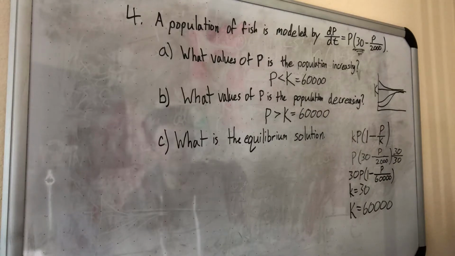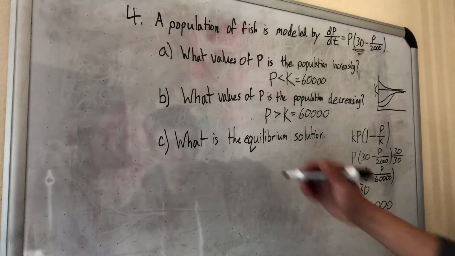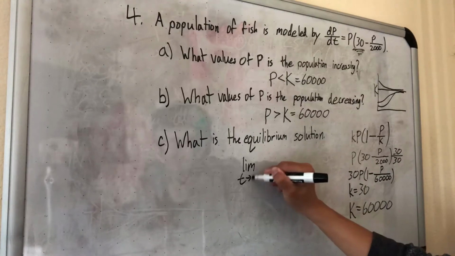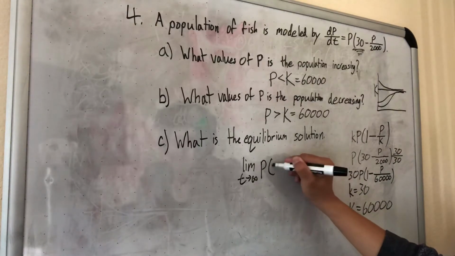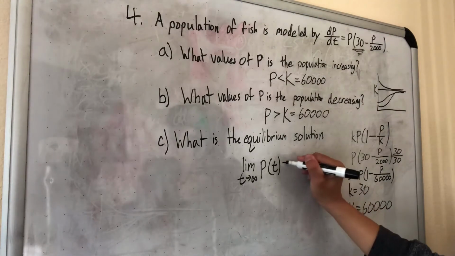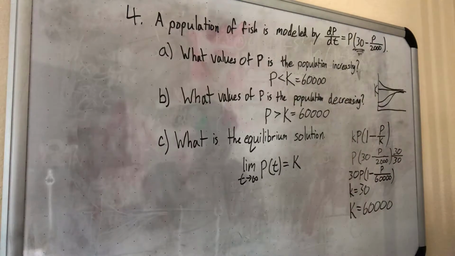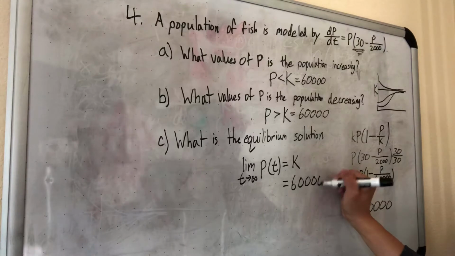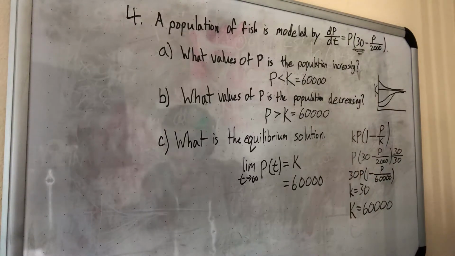In part C, it asks, what is the equilibrium solution? Well, if you don't know what that is, it's just a fancy way of saying what is the limit as t approaches infinity of P of t. And if you remember, this will just always equal K. So in this case, the equilibrium solution would be 60,000. And that is it for number 4 on the worksheet.